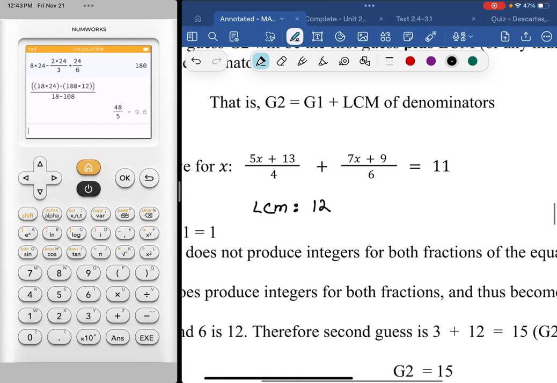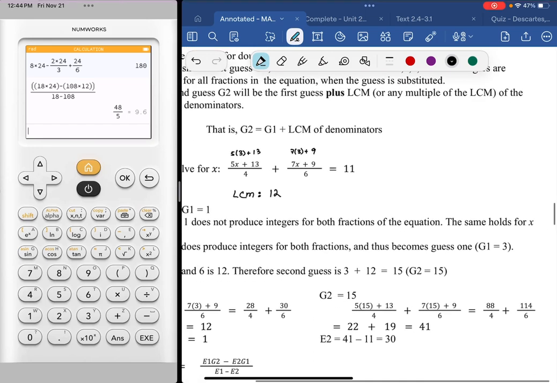So if I try plugging in a 1, 5 times 1 plus 13 is 18, which is not divisible by 4. All right, 5 times 2, 10 plus 13, 23, not divisible by 4. If I plug in an x value of 3, 15 plus 13 is 28, geez, 28 divided by 4 is 7. So that one works. I would check it over here: 7 times 3, 21, plus 9 is 30 divided by 6. That checks out.